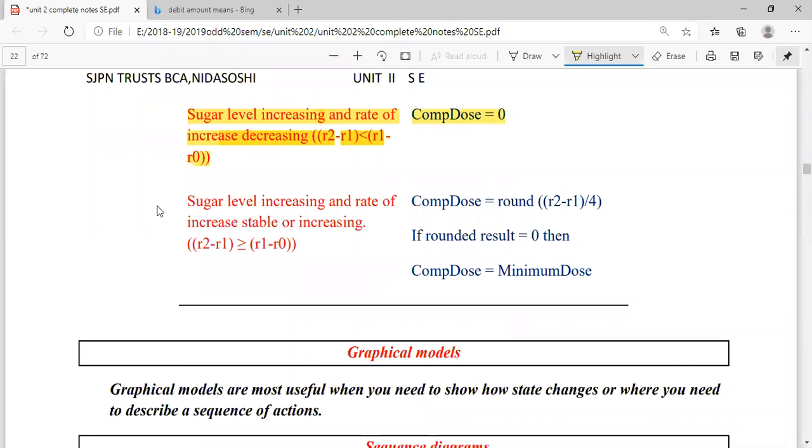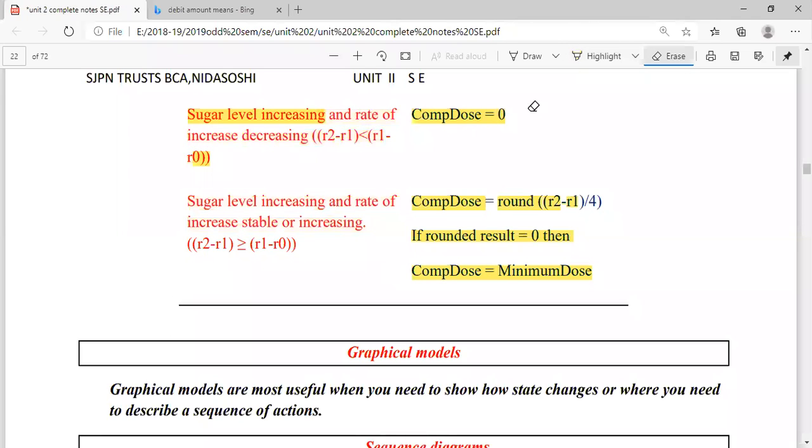Now, where the dose is to be calculated: if the sugar level is increasing and the rate of increase is also increasing. It means the sugar level is increasing at every reading, R0, R1, R2. It is increasing constantly at each level. Then this is the formula which is used: R2 minus R1 divided by 4. This is the basic formula, and then it is rounded, and that amount of dose is given to the patient. In case the rounded dose is equal to 0, then the minimum dose, which is the default dose, is given to the patient.